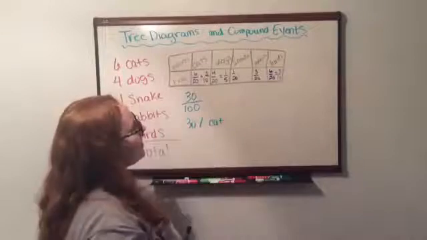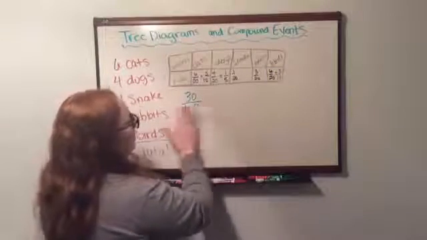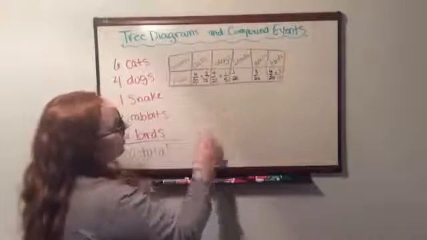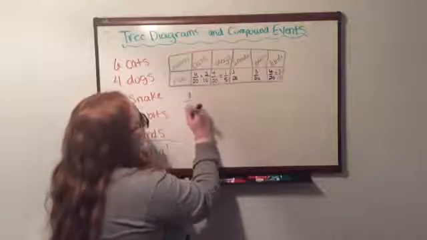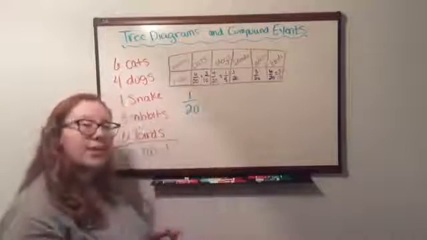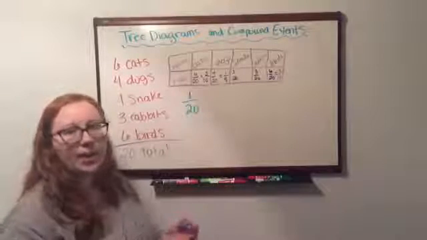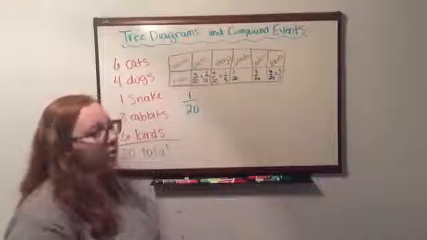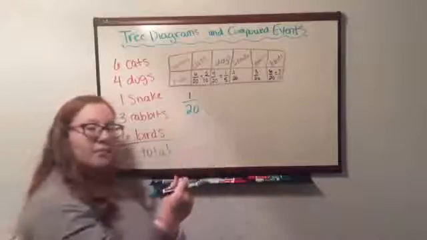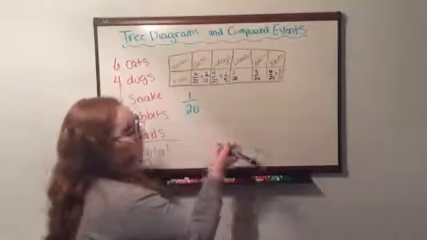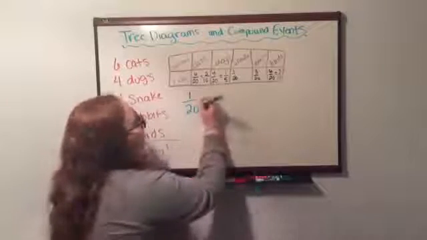Let's look at snake. How are we going to do that? Now we can't really add a 0, because we have a 1 in 20 chance. If we add a 0, then we'll have 10 out of 200. Percents aren't out of 200. So we need to make this 20 become a 100. Well, how do we do that? We multiply it by 5.